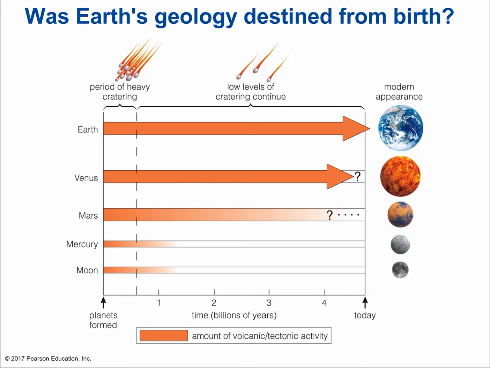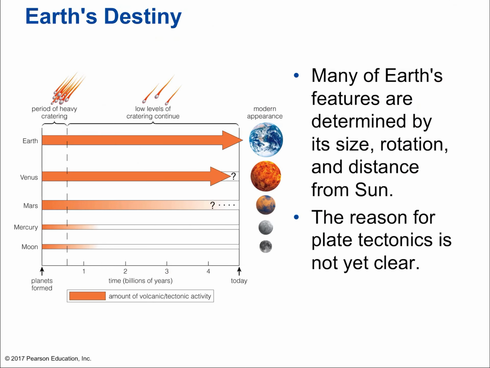Was Earth's geology destined from birth? Well, let's think about it. Here's that heavy bombardment during the first 500 million years. I mentioned that quite a few times. It's nice to actually see it in the figure. Cratering continued, at a lower level, till today. And here we have the modern appearance of Earth. Many of Earth's features are determined by its size, rotation, and distance from the sun.